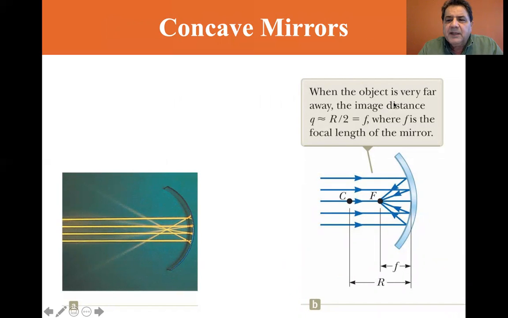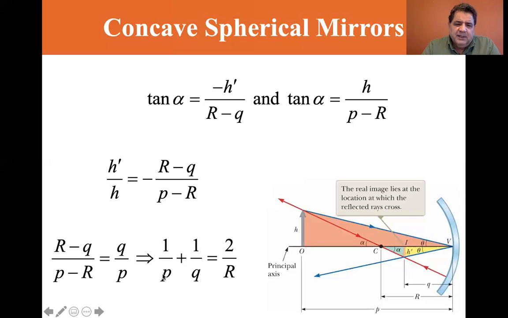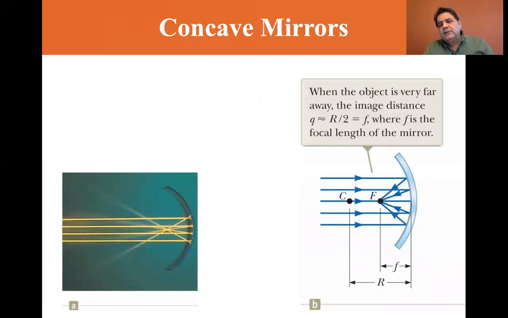When the object is very far away, the image distance Q is approximately R over 2, which is F, the focal point, where F is the focal length of the mirror. If you look back at this, if this is very large, it's an inverse relationship. So as P goes large, 1 over P becomes very small. So 1 over Q is equal to 2 over R. Well, you inverse that, Q is equal to R over 2. So then that's where they get this box.